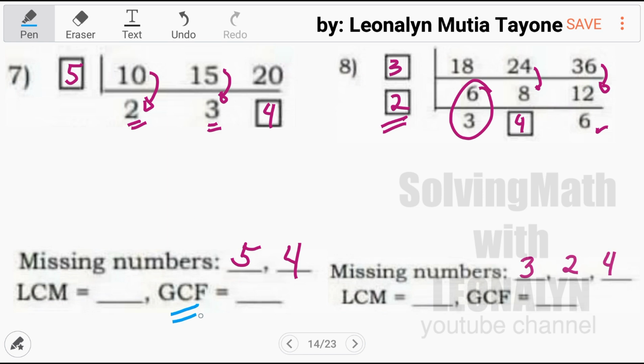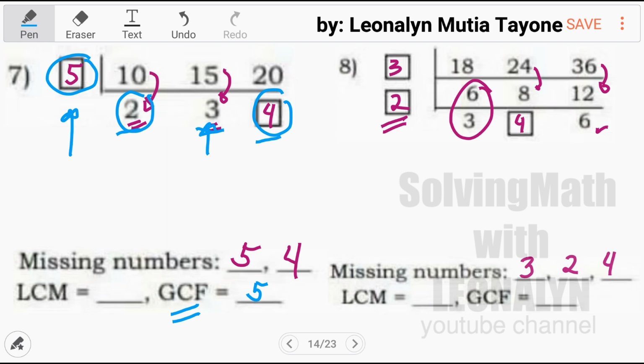Now, let's find first the greatest common factor. 5 lang nandyan, so 5 lang din. Paano ka makasiguro na 5 yung greatest common factor? Dito sa tatlo, maliban sa 2 and 4, meron tayong 3 na hindi na natin ma-common, ma-divide ba sa tatlo. Dapat ma-divide natin yung tatlo. So, kung wala na, yan lang, 5.